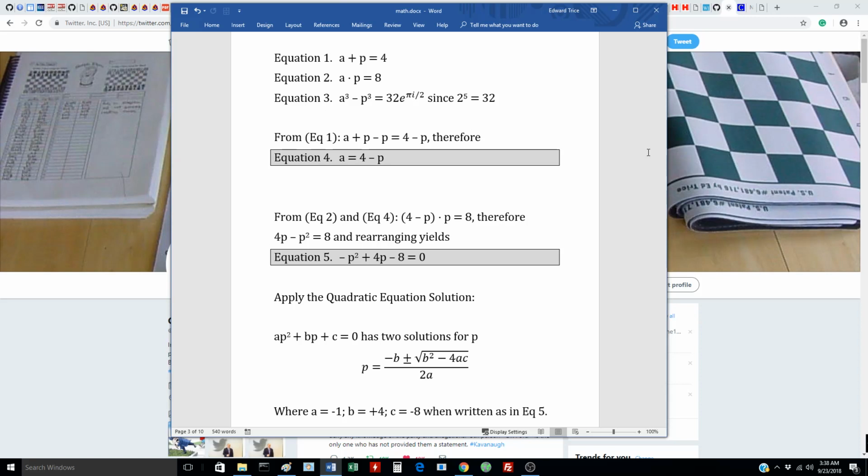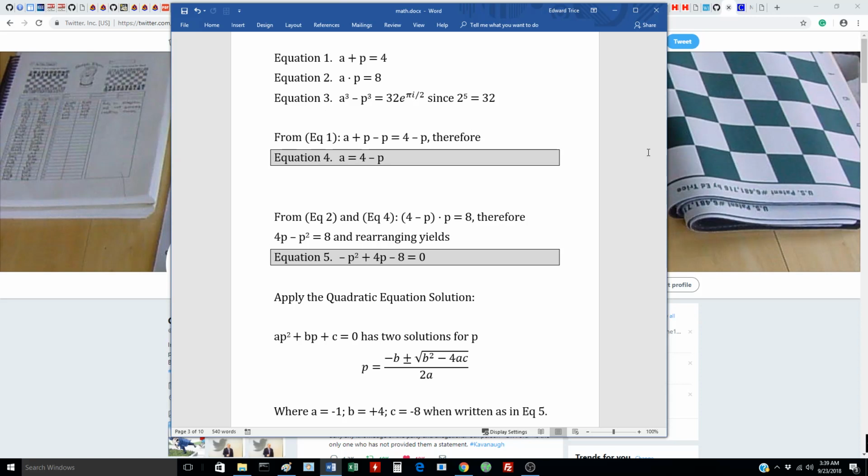Notice equation 3, a cubed minus p cubed equals 32 e to the pi i over 2. All I did was convert 2 to the 5th to 32. Going back to equation 1 and getting rid of the pear and just solving for the apple by itself, apple equals 4 minus p. So again, that's nothing unusual. You plug that back in to equation 2 where the product is created and you get a quadratic. All you do is substitute 4 minus pear in for apple, and you have (4 minus pear) times pear equals 8. So you have 4 pear minus pear squared equals 8.